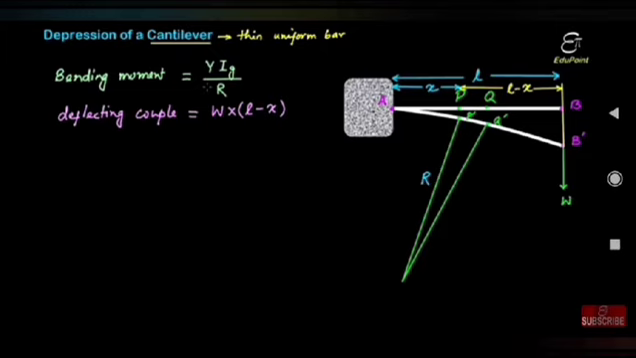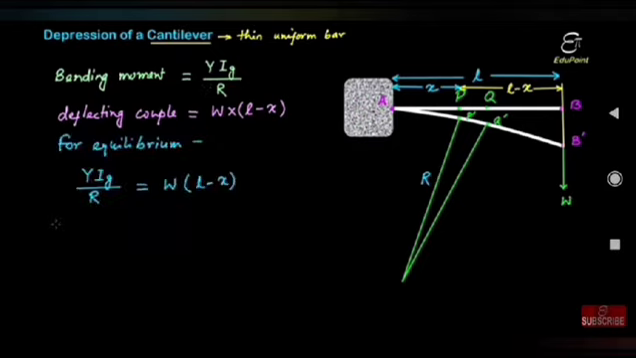The deflecting couple due to the load W acting at P dash Q dash is given by W multiplied by the perpendicular distance L minus x, which is shown in the figure. During equilibrium, the bending moment equals the deflecting couple. In this equation, the term 1 by r is the rate of change of the slope. Then we can write it as shown here.